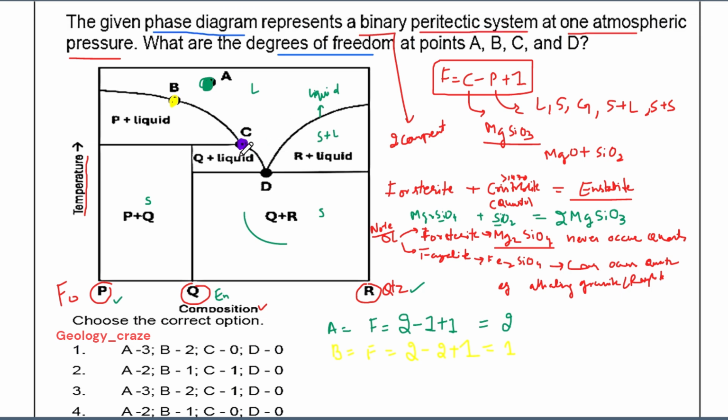Next we will take our C. Now in this case, how many components? Component is 2. How many phases now? One phase is this one, liquid, one phase is this one, P plus liquid, and one phase is this one, Q plus liquid. How many phases? 3. 3 plus 1. So what will we get? We get 0 in this case. And we call this point C our peritectic point.